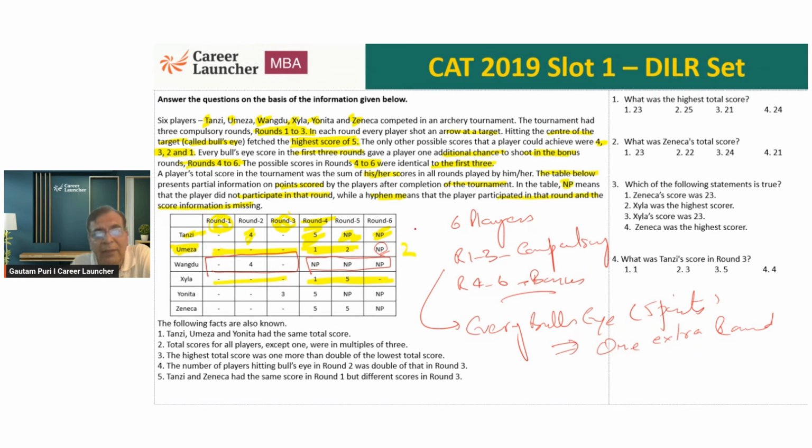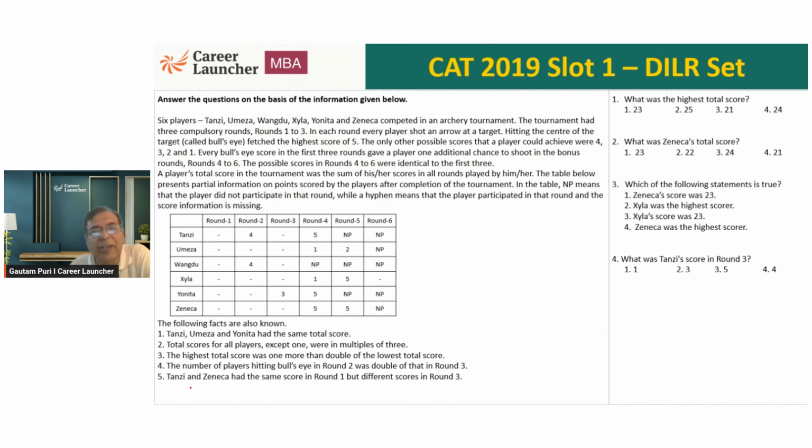What we have done? We have done the D, decipher. Now let's look at I, the identification part. Okay. What do we need to look at? Look at the questions. First question, highest total score. Okay. Choices are there, numbers are there, so hopefully this will be of help to me. Question 2 was asking me to say Zenika's total score. So there are 2 things which are important for me: highest total score and Zenika's total score. So Zenika is an important person for me, and the highest total score is another important item.